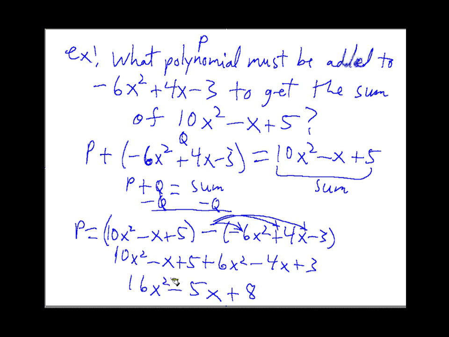So this is the polynomial we're looking for, right? Our polynomial is going to be this right here. In other words, if I take 16x squared plus 5x plus 8, and I add it to negative 6x squared plus 4x minus 3, then I will get the sum as 10x squared minus x plus 5. So even though all the words here, added to, sum, indicate addition, this problem actually requires subtraction, as you can see. Make sure we understand the logic of this question here.